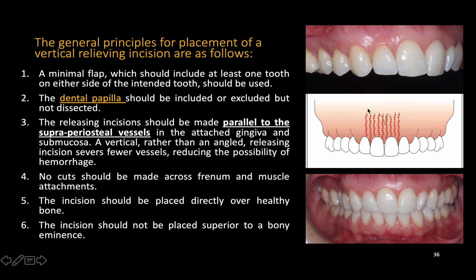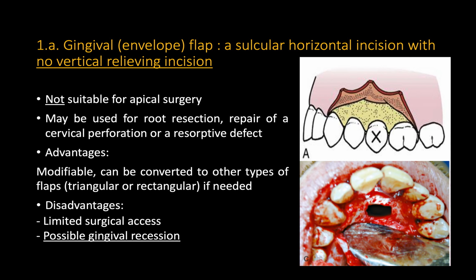The incisions should be placed on healthy bone. So we shouldn't place our incision on a bony cavity or on bony fenestration or bony defects, because this will compromise the healing. For proper healing, you need to place your incisions on healthy bone. And this can be examined, of course, on radiographs and using CBCT before the surgery as part of your pre-surgical assessment.